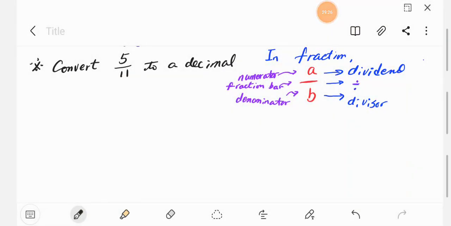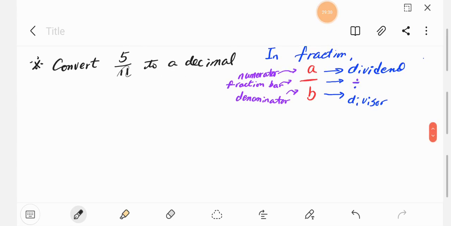Okay, let's convert this fraction to a decimal. You can actually divide this number. Fraction means the numerator is the dividend, the fraction bar is a division, and the denominator is a divisor. So you can divide the numerator by the denominator to convert it into a decimal. So let's try this.